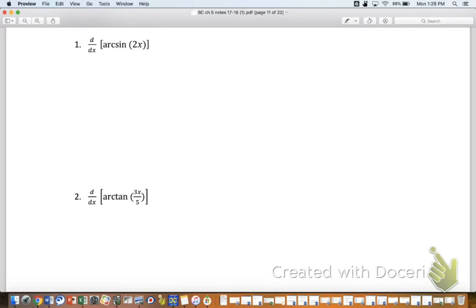Okay, here we go. So for number 1, you'd want to recognize that the input for arcsine is really 2x over 1. Maybe extend those parentheses down there just to make sure you can clearly identify your u and your a.